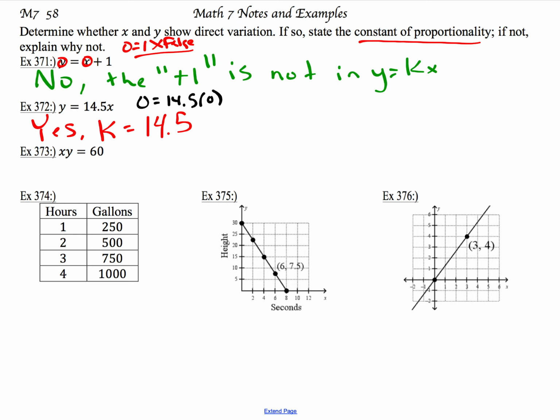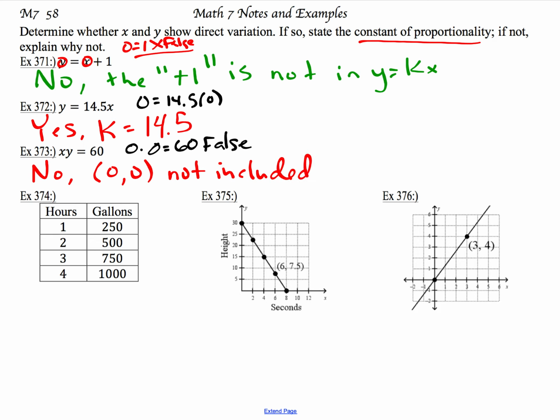Next, xy equals 60. All right, on this one, it may not be immediately clear. If we plug in 0 for x and 0 for y, we get 0 times 0 equals 60, which is false. It does not go through the origin. So this would be no. 0, 0 not included. But there's more to it than that. If we try to solve for y here, we'd have to divide by x, and we get y equals 60 divided by x. This is actually an inverse variation.